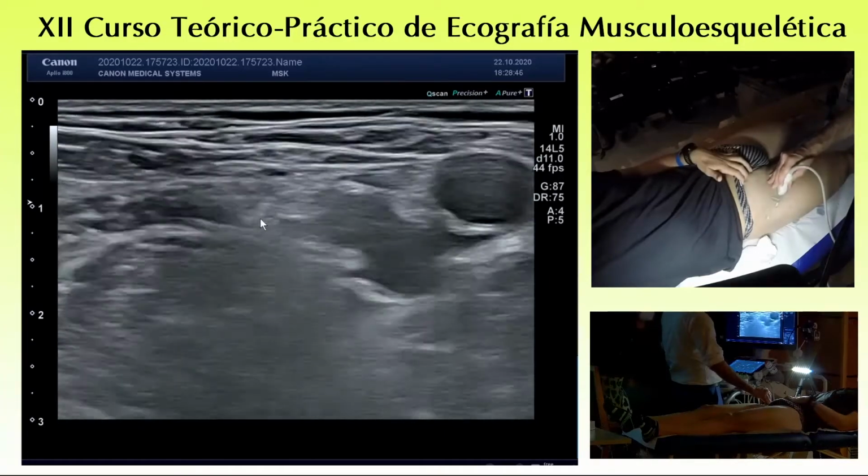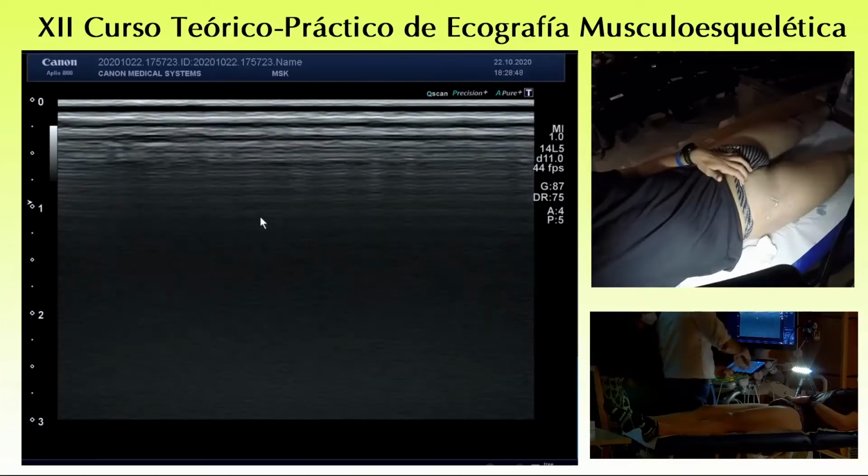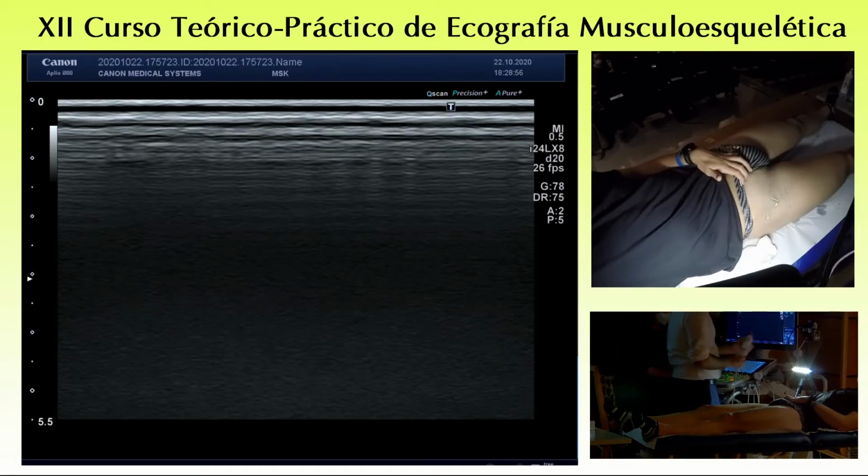Okay, and we try with a bit more superficial probe. I use the 24 because this is too superficial.